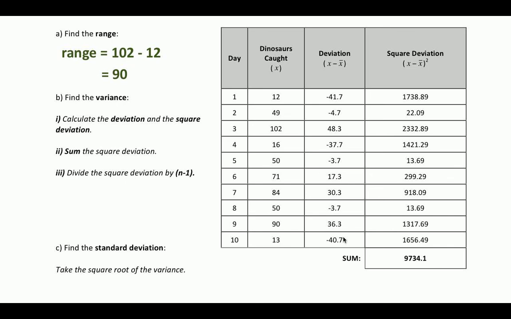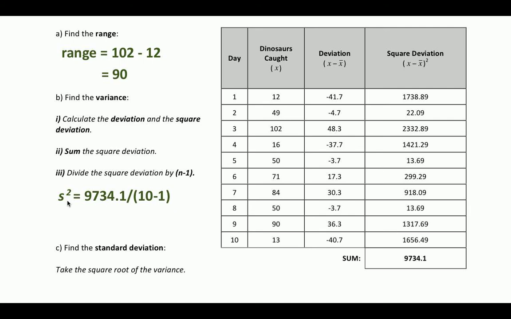And this is where we square the deviation, in part to get rid of those negatives. So we square the deviation, and we sum them all up. So basically the sum of my square deviations is 9,734.1. That's the numerator of the formula.